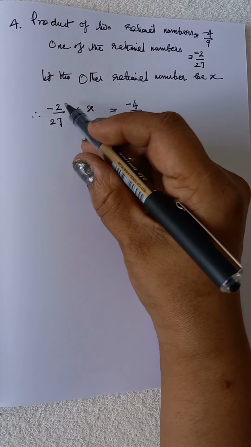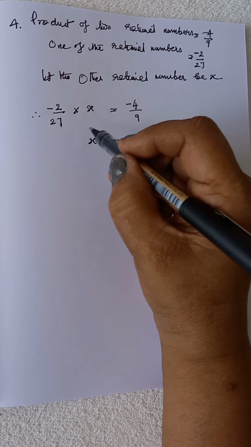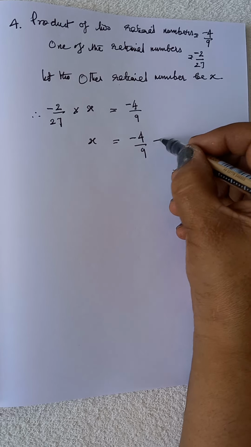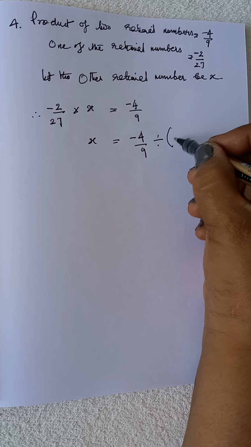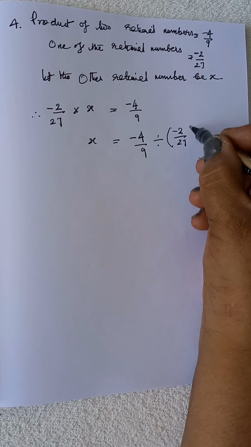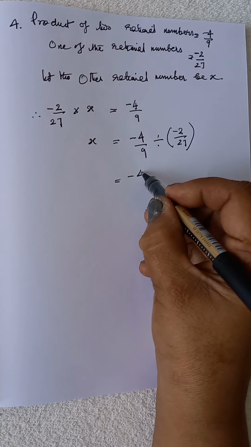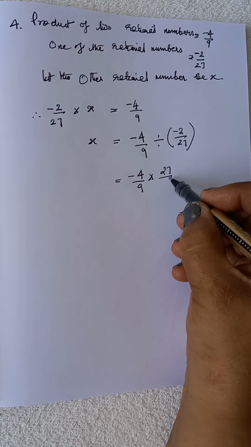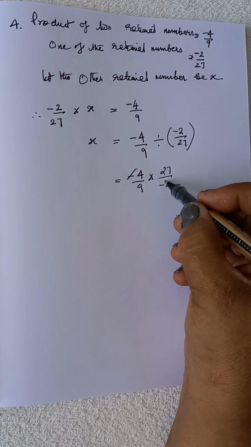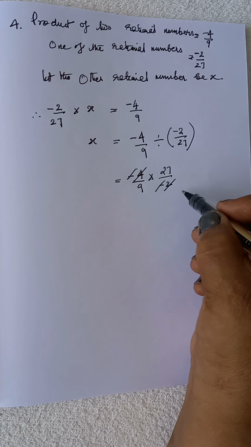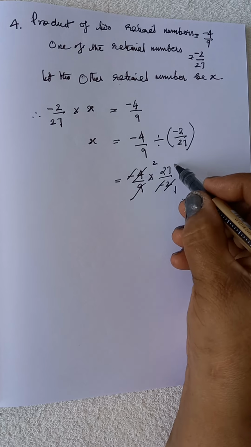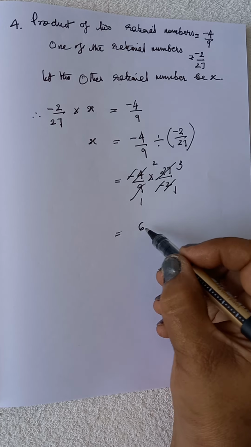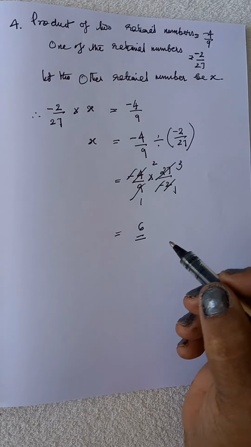Now, with this x, minus 2 by 27 is multiplied. So while taking that to the right side, it will get divided there. So divided by minus 2 by 27, that is equal to minus 4 by 9 into its reciprocal, 27 divided by minus 2. Minus and minus cancel, 2 and 4 cancel, 1, 2. 9 and 27 cancel, 1, 3. So what is that? 3, 2 into 3, that is 6.